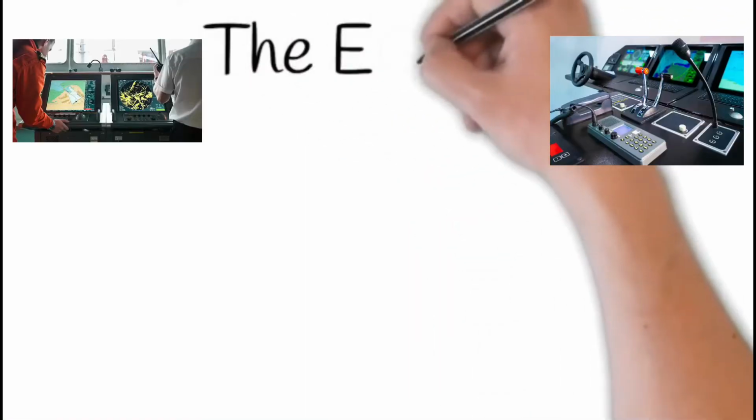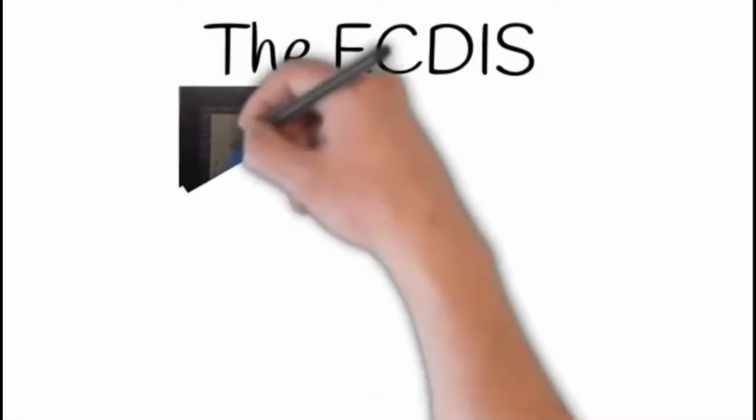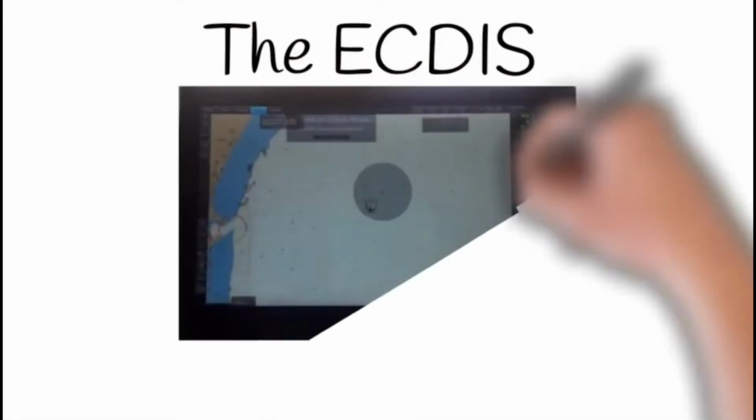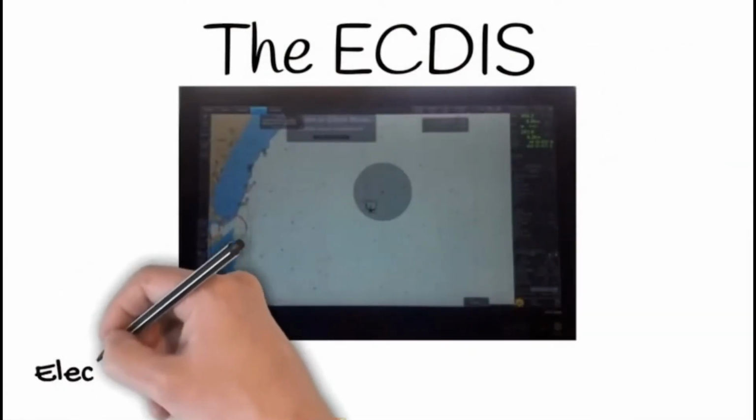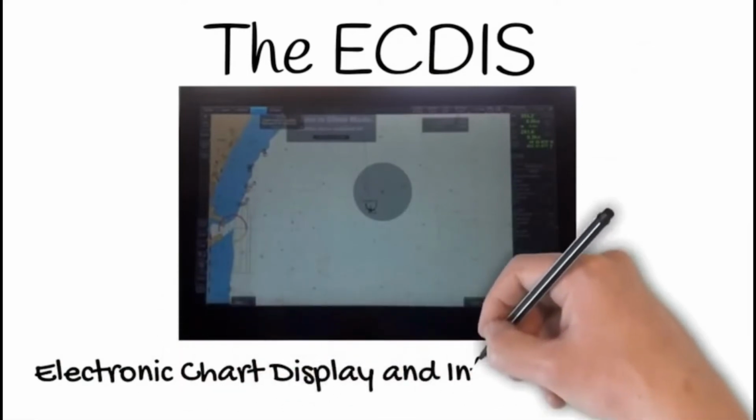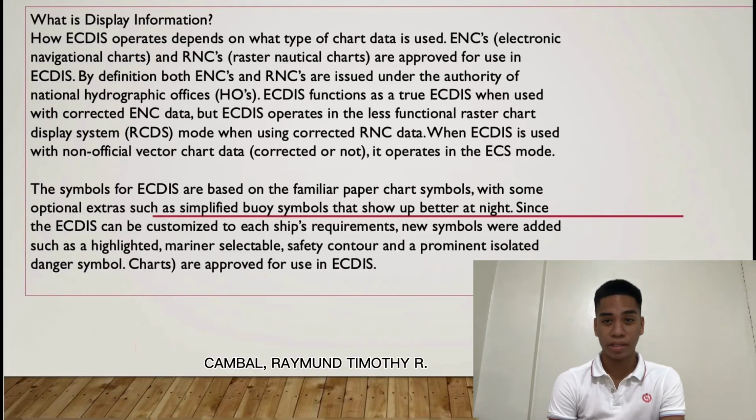In this video, we are tasked to determine the procedure of activating the electronic chart display and information system. What is display information? How ECDIS operates depends on what type of chart data is used. The electronic navigational chart and raster nautical charts are approved for use in ECDIS. By definition, both ENC and RNCs are issued under the authority of National Hydrographic Offices.